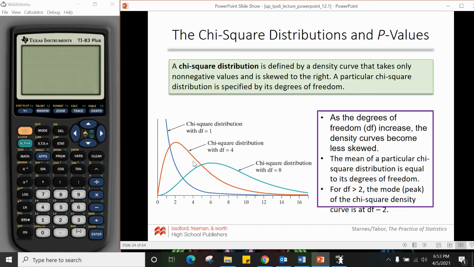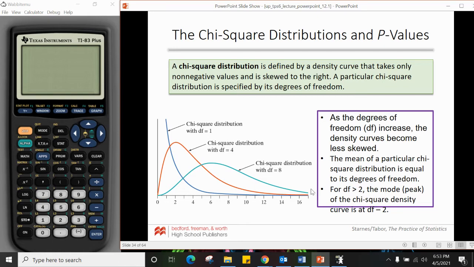Remember, the mean is not resistant, so it gets pulled towards the outliers. So it's not surprising that our mean is pulled towards the right a little bit. Knowing all this, I'd expect my median to be farther to the left a little bit. That's just a little bit of review, but it's something interesting. The mean of a particular chi-square distribution is equal to the degrees of freedom.